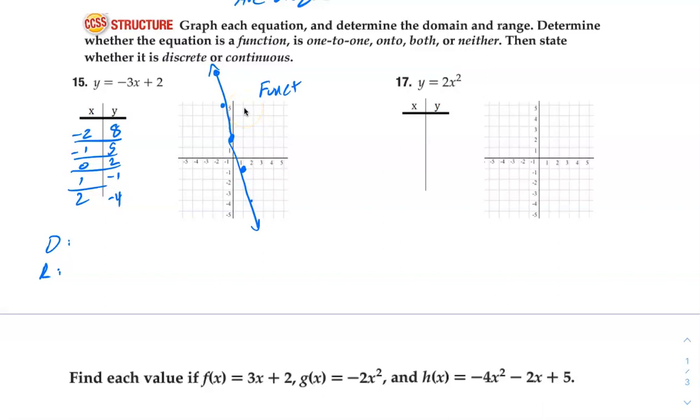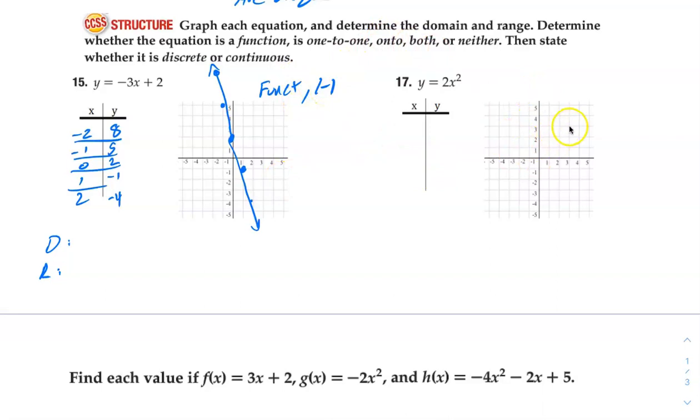Is it one-to-one? Does it pass the horizontal line test? Yes, it does. So it's a one-to-one function. Is it onto? In this case it would be yes because it takes every value in the range, but they don't really specify. So say it's a one-to-one onto function.